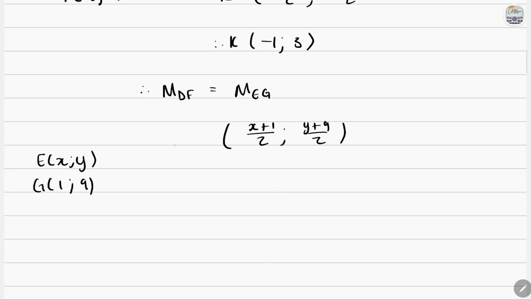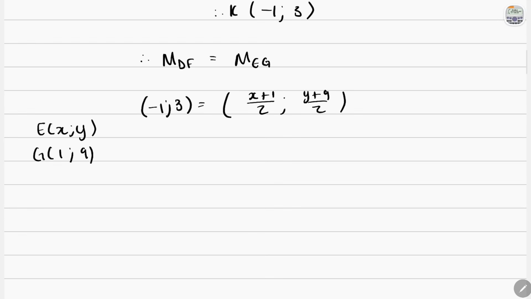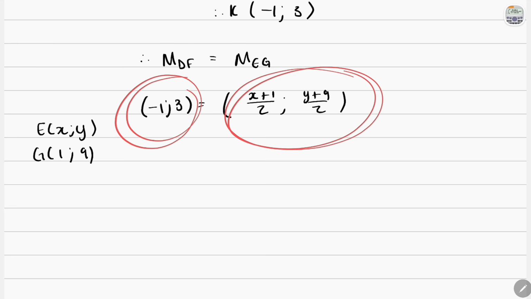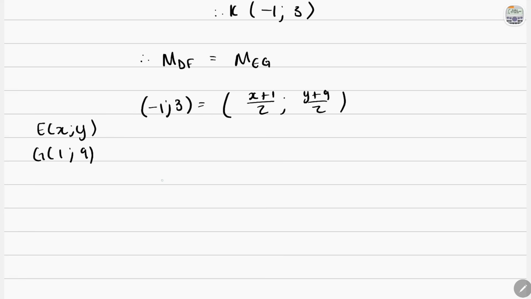But we know now that the midpoints are the same. So it means that the midpoint here is also k, which is (-1, 3). And so because they're equal, we can equate these. We can make their x values equal and their y values equal. Because on one hand side, we have the actual midpoint. On the other hand, we have the calculation for the midpoint. So they represent the same thing.